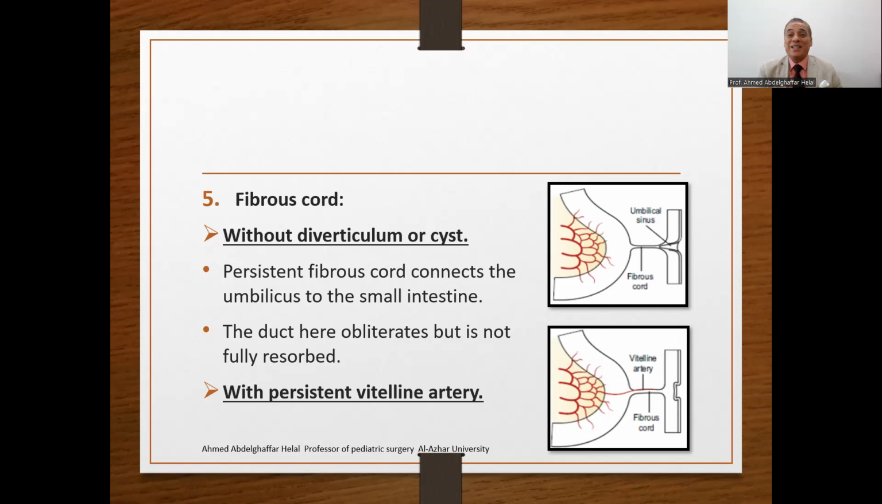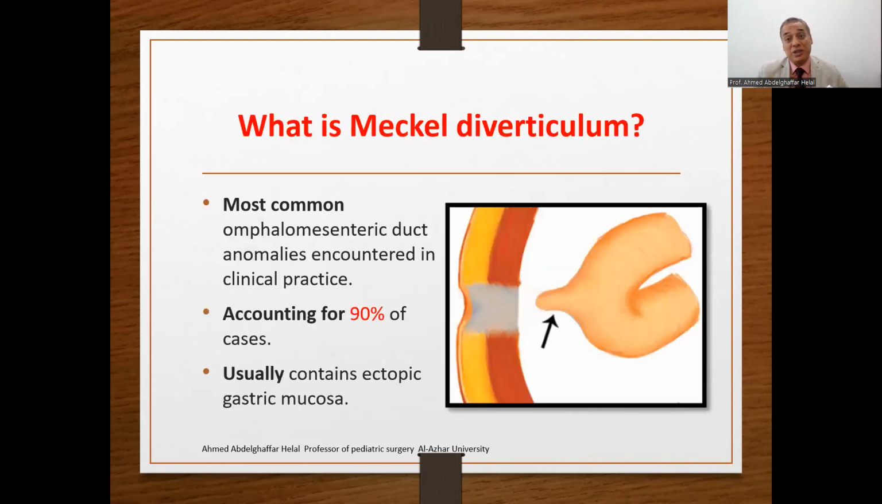So at first, you must understand the development and the embryology of the vitellointestinal or omphalomesenteric duct and its related anomalies, related remnants. It's very important to understand this point very clearly. Then we will speak in detail about Meckel. What is Meckel diverticulum? It is a protrusion and persistence of the intestinal segment of the omphalomesenteric or vitellointestinal duct. It is the most common anomaly in clinical practice, accounting for about 90% of cases.